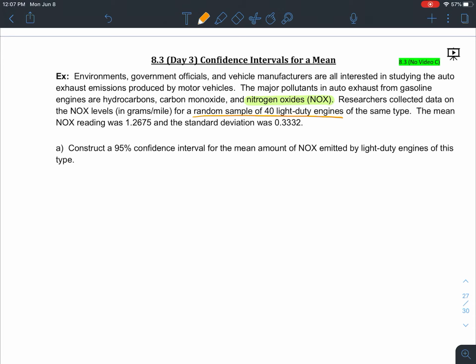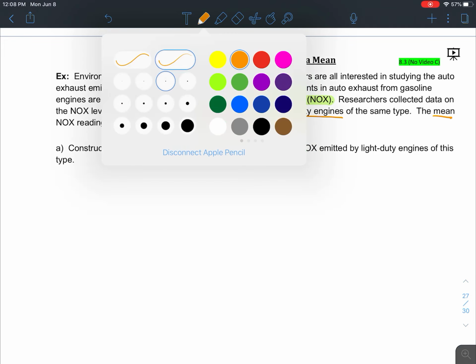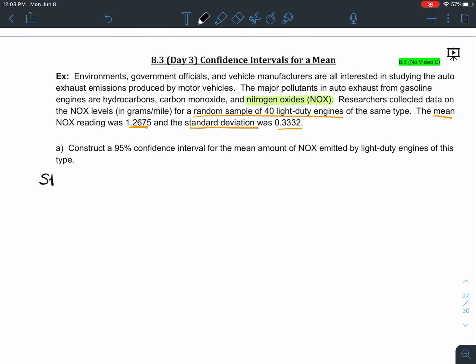Okay, so our sample size here is 40. That'll be important for us to note when we are trying to see whether we think the sampling distribution will be normal. It says the mean NOx reading was 1.2675, so I'm going to underline that. That's the average from the sample. And it says the standard deviation was 0.3332. Okay, the question is, they're asking us to construct a 95% confidence interval for the average amount of NOx emitted by light-duty engines of this type. Okay, so we're trying to come up with a 95% confidence interval where we're estimating this true population average amount of NOx that's emitted.